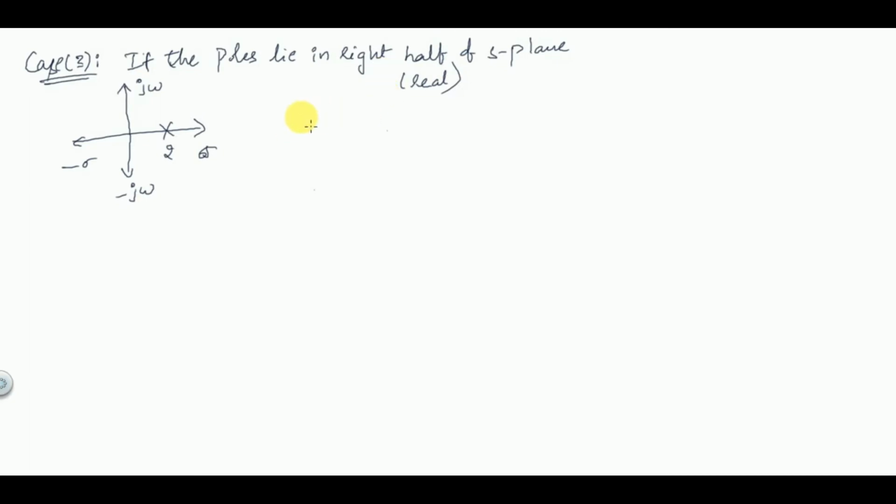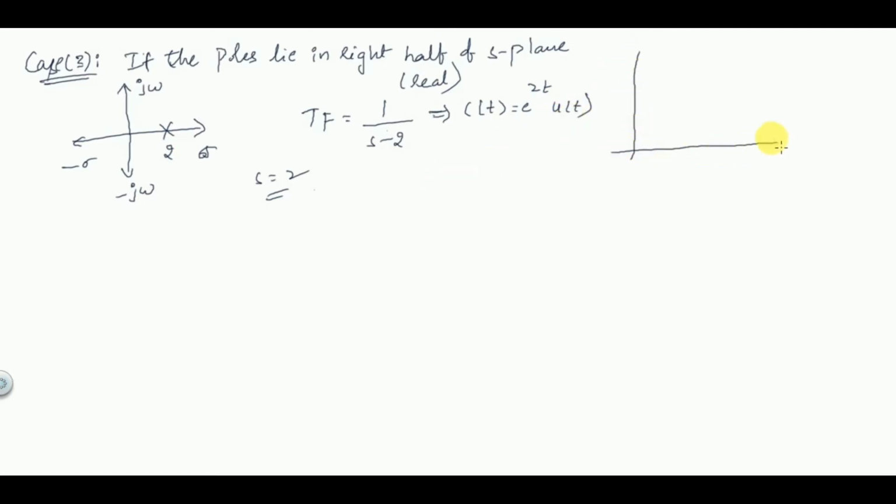If the poles are real in nature, then the transfer function is given by 1 by s minus 2, so that s is equal to 2 is the pole. Its corresponding impulse response c of t is e power 2t into u of t.